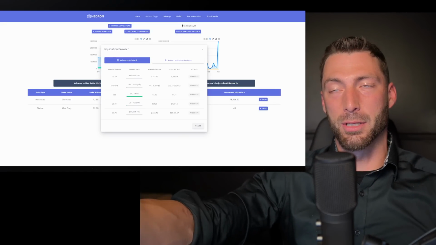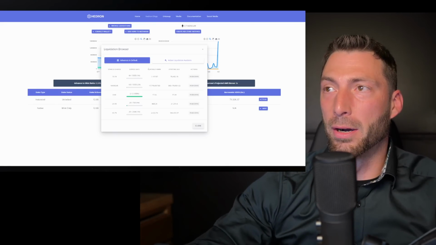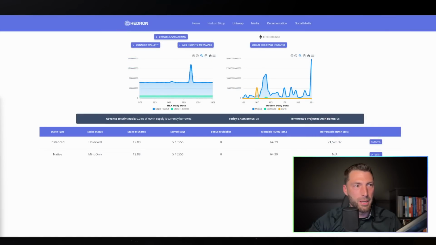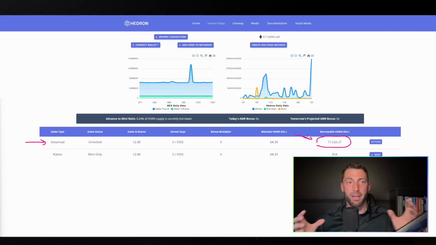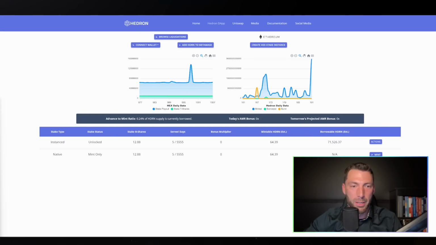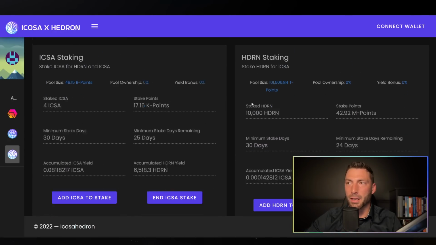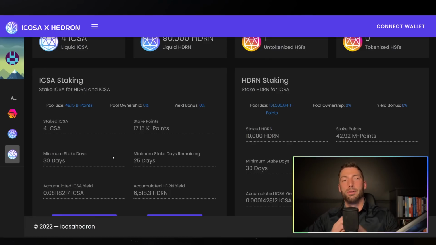in new Icosa. And whenever someone borrows, here's a stake instance, let's make this a little bigger. So here's a stake instance, and we have our borrowable Hedron. If I was to borrow on this, I'd have to make payments in Hedron, the interest and everything. And those payments are also burned. The Hedron, when I make that payment, no longer exists, but it does trigger an action which gives yield to all three of these pools: Icosa staking, Hedron staking, and we are all the SA, which is also inflationary.